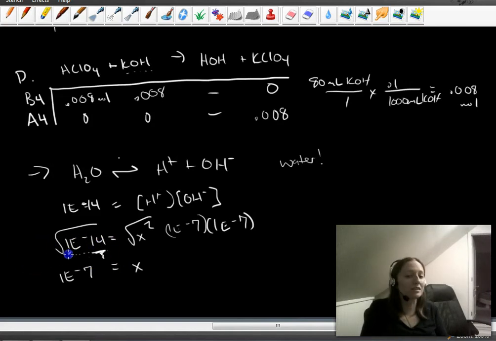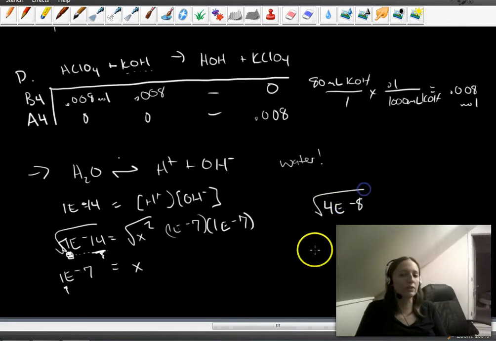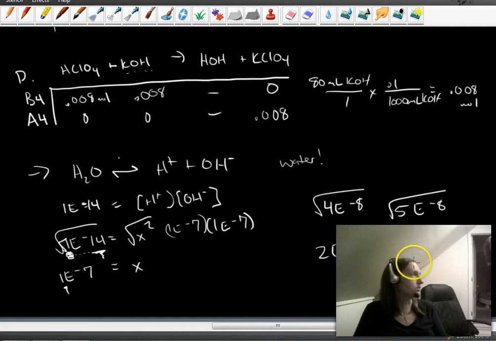As long as this is square rootable, because what is the square root of 1? It's 1. Okay? So you could do, for example, 4e to the negative 8. You can square root that and get 2e to the negative 4. You cannot do this one, it doesn't really work. You can do this one.